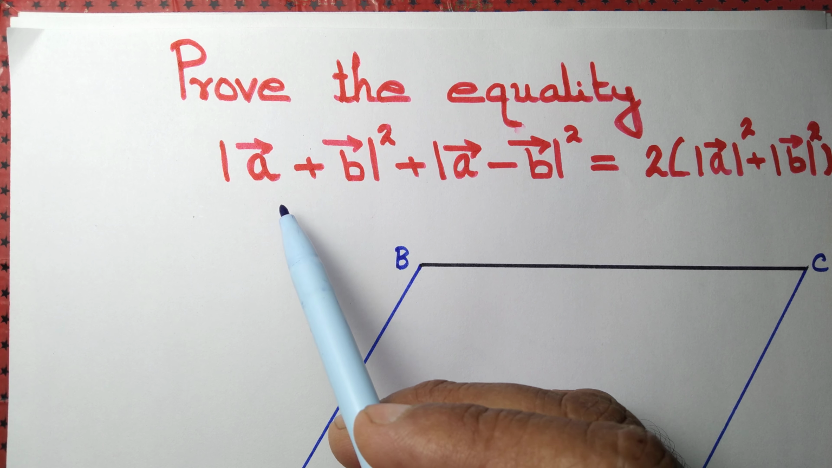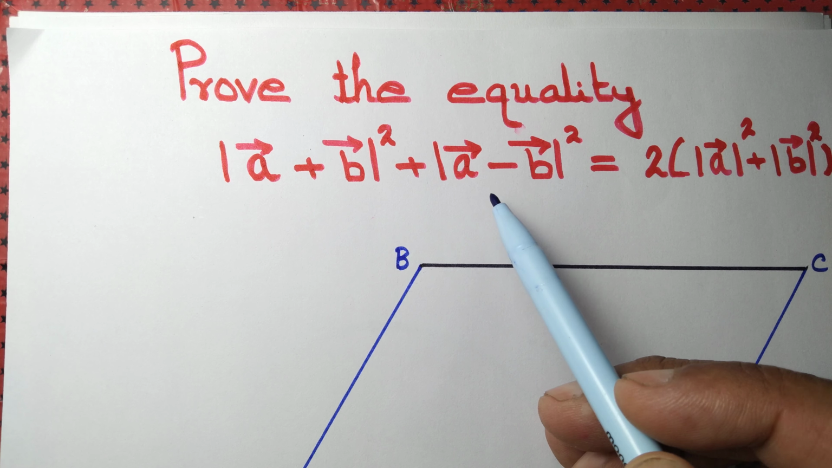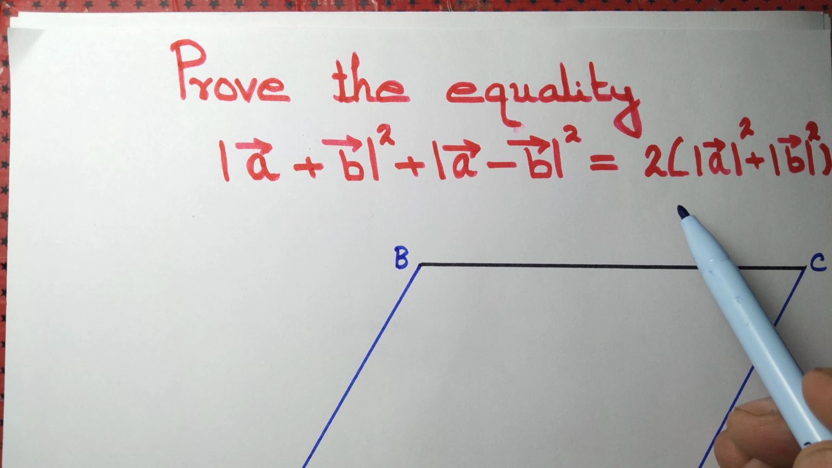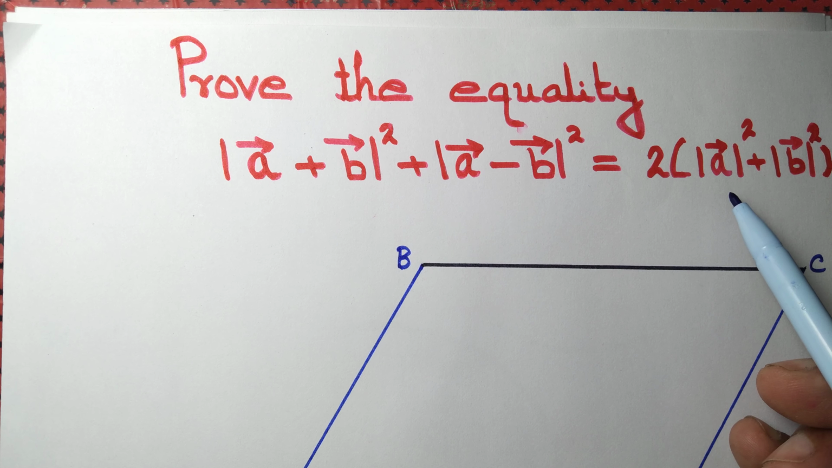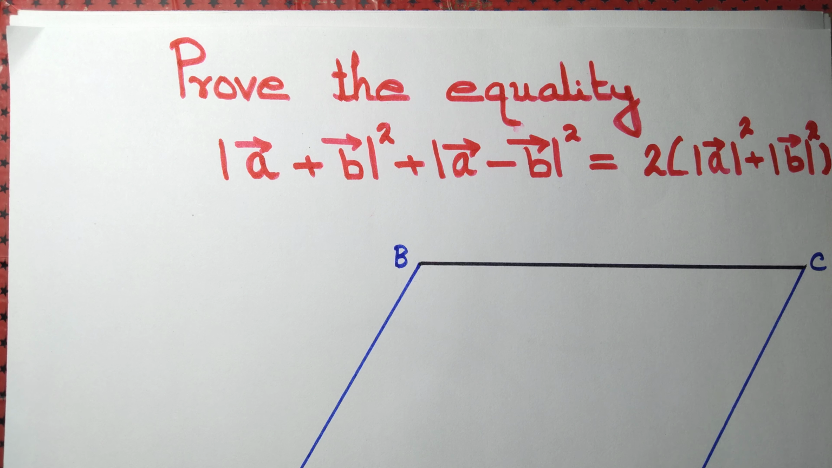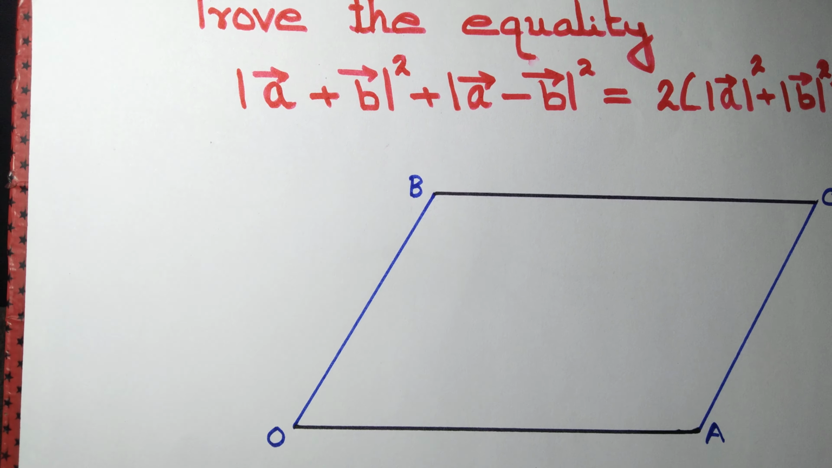Prove the equality: modulus of (a plus b) whole square plus modulus of (a minus b) whole square is equal to 2 times (modulus of a square plus modulus of b square). And this equality has got something to do with the parallelogram. Let's see how.